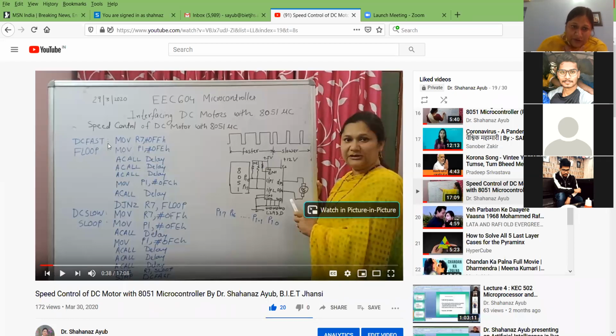Now we were talking about speed control. Speed control means either you move the motor fast or you move the motor slow. So let's say that for this particular time we want to move the motor faster, and for this particular time we want to move the motor slower. Then what should we do? Because this motor has 2 polarities, positive and negative. If positive is given to positive and negative is given to negative, then it will move in forward direction. This is all about direction.